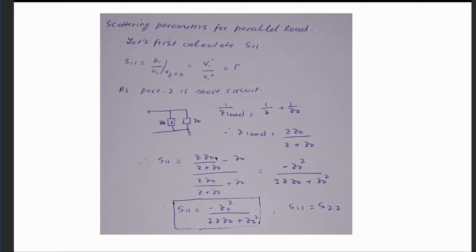Yes. So this is the same concept here again, but now this will be in parallel. So therefore your load impedance will be a parallel connection of Z and Z naught, and then you just write ZL minus Z naught upon ZL plus Z naught, and you will get the value of S11.